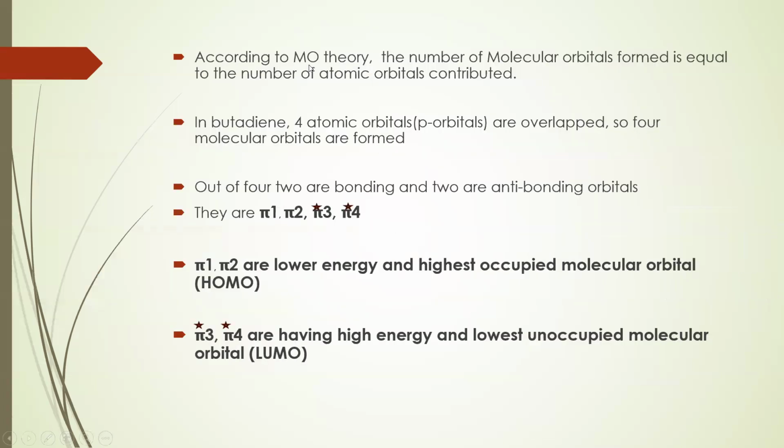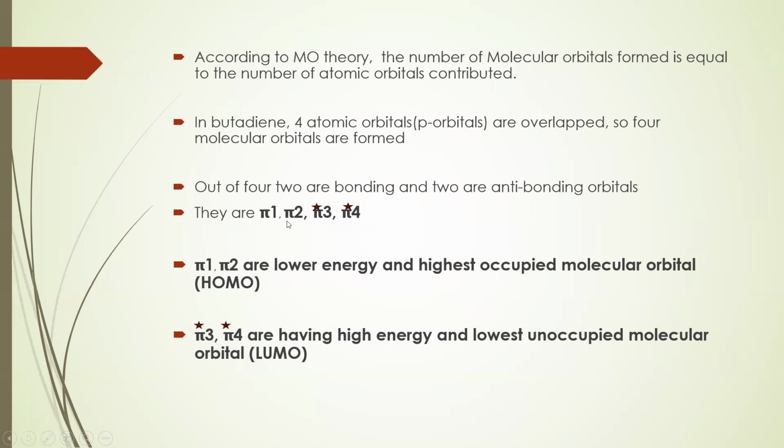Now, according to molecular orbital theory, the number of molecular orbitals formed is equal to the number of atomic orbitals contributed, I mean overlapped. Here in butadiene, 4 atomic orbitals, I mean 4 p orbitals, are there. 4 p orbitals are overlapped. So 4 molecular orbitals are formed. Half are bonding, half are anti-bonding. It means 2 out of 4 are bonding orbitals and 2 are anti-bonding molecular orbitals. The orbitals are represented with pi 1, pi 2, pi 3 star and pi 4 star. Here pi 1, pi 2 are bonding molecular orbitals. Pi 3 star and pi 4 star represent the anti-bonding orbitals.